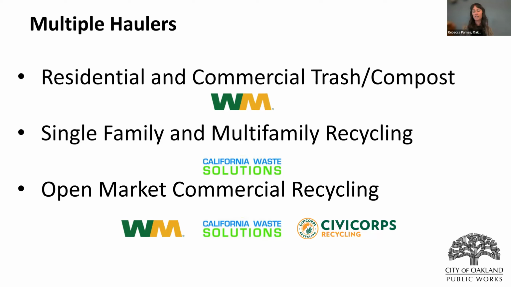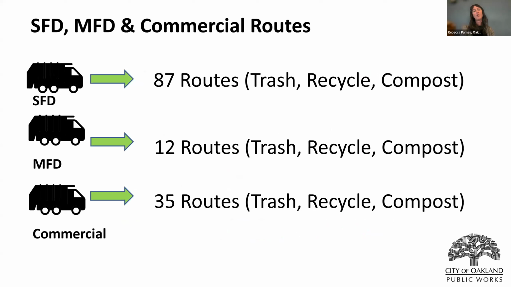And then in the open market sector, it's up to the hauler how they want to communicate with their customer, but there is already a number of proactive communication. But because of the diversity, we wanted to monitor it ourselves to get a deeper understanding of what was actually happening in the field. So on the next slide, you can see we have a number of routes, 87 single family routes, 12 multifamily routes, 35 commercial routes.